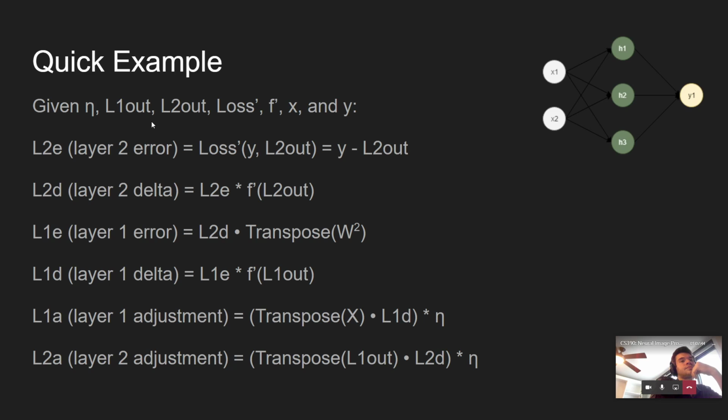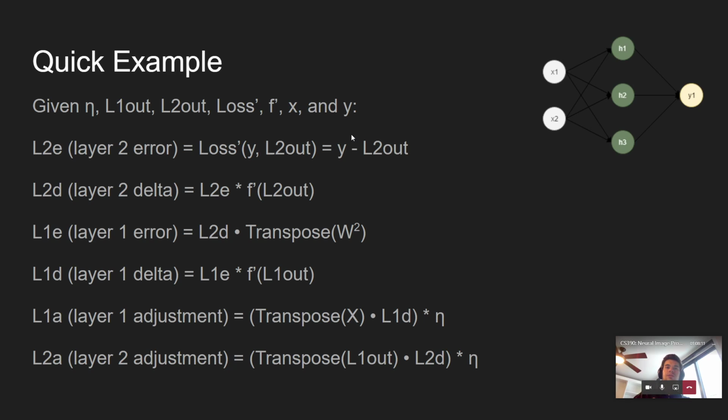Now, assume also we're given our L1 output. We've done a forward pass. We have our output from layer 1. We have our output from layer 2. We have the loss that we've been talking about. We have our f prime, which is our activation derivative. And we still have our input and output. We still have our x and our y, our expected output.